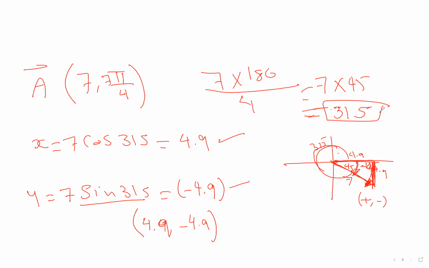The angle 315 lies in the fourth quadrant. Fourth quadrant is positive and negative. 315 means negative 45, then the triangle is an isosceles right angle triangle. So this side equals this side, but in the fourth quadrant the coordinates will be positive and negative. So vector A will be like this. It is not necessary that vector A lies in the first quadrant. Is this clear?